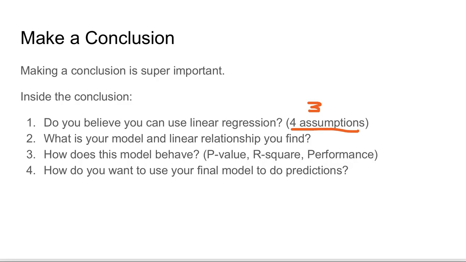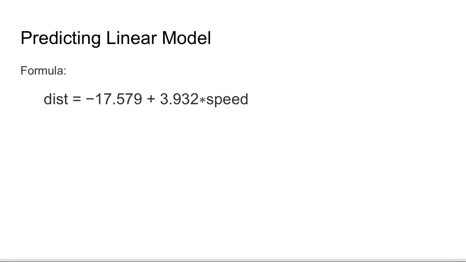At the end, how do you want to use your final model to do the predictions? For example, we have this final model. We can see when the speed equals 2, I can predict the distance value based on this formula. And when the speed equals like 50, we can predict the distance value as well.